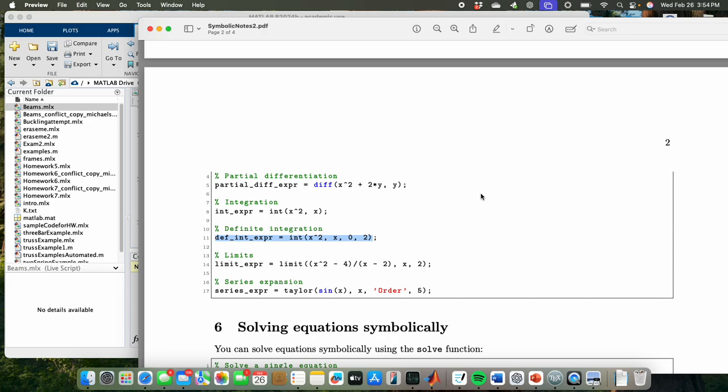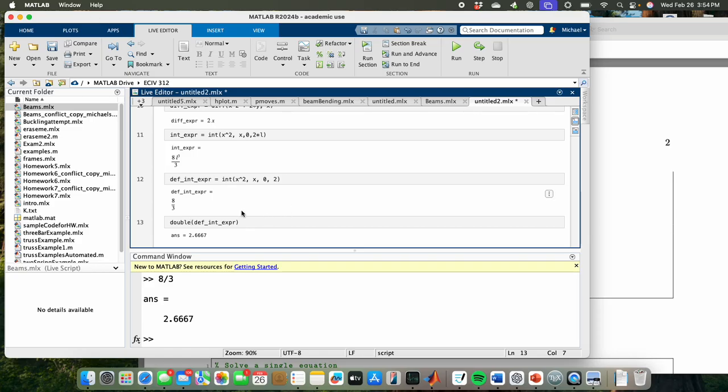Wait, so Mike, would it not introduce 8/3 then as like a number? Does it have to be? Depends on what you're trying to do with it. But it's still numbers though. It's a symbol right now though, just like a string.